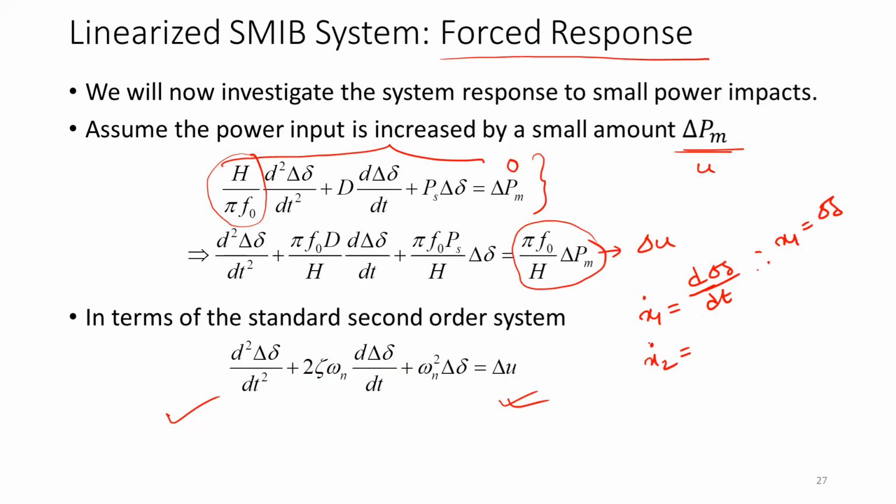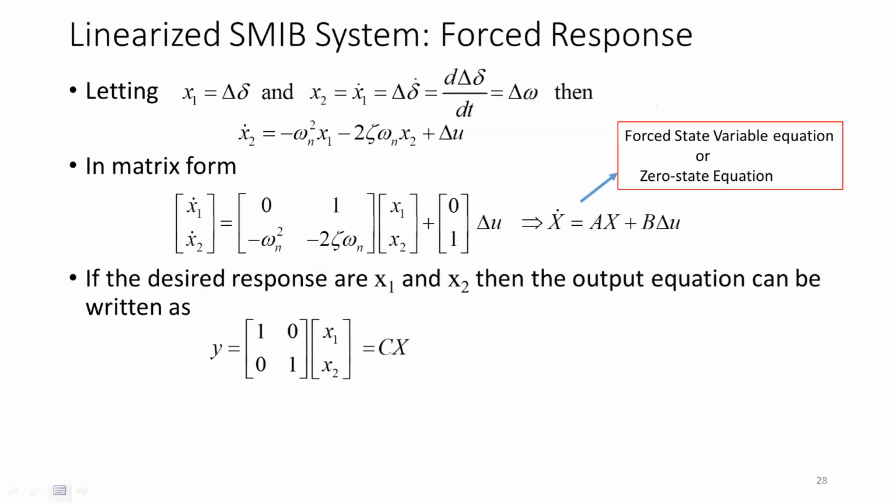d square del delta by dt square, which is the same as d of del omega, can be written in terms of delta. So your x2 is actually nothing but x1 dot. We know these things, we can relate these things. Exactly the same thing has been done, as you can see. x1 is your del delta, x2 is your x1 dot, that is del delta dot, that is d del delta by dt, that is your del omega.